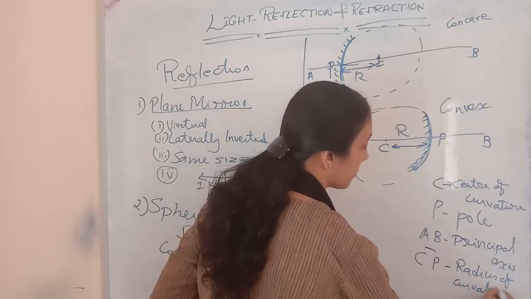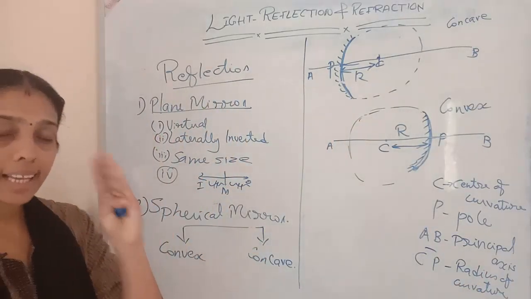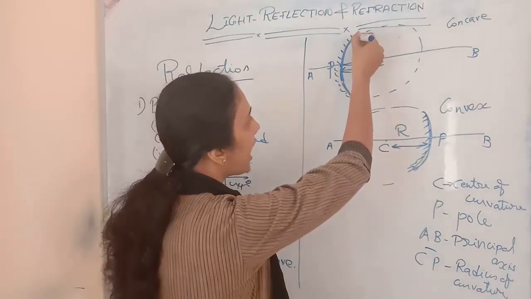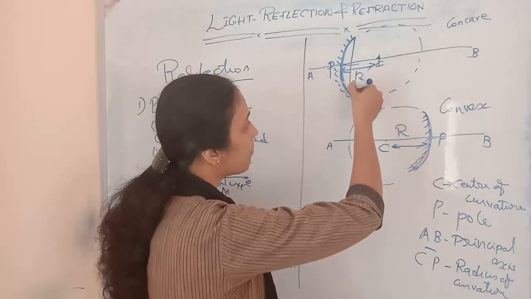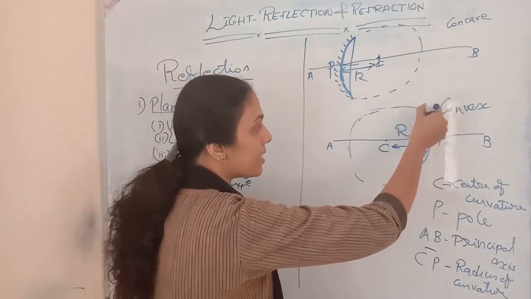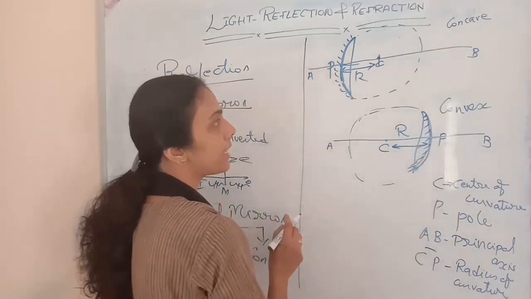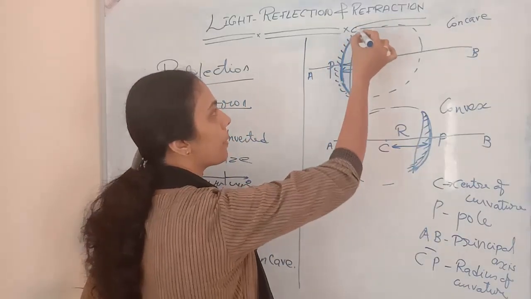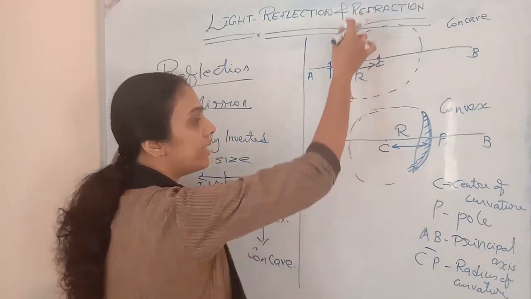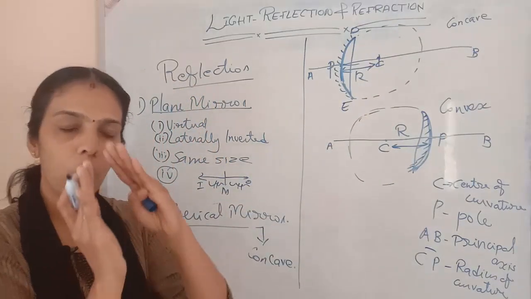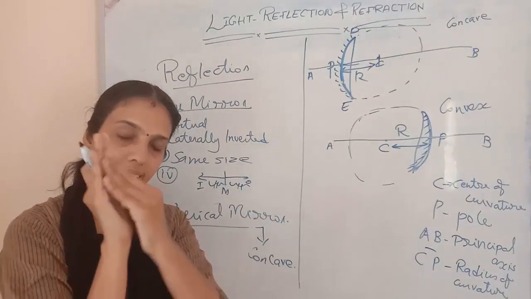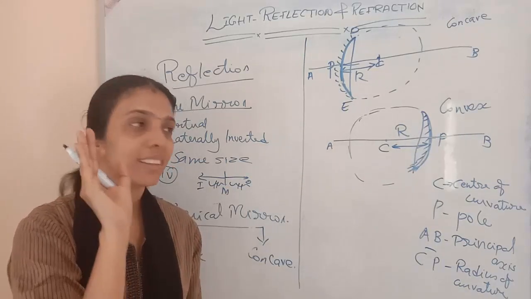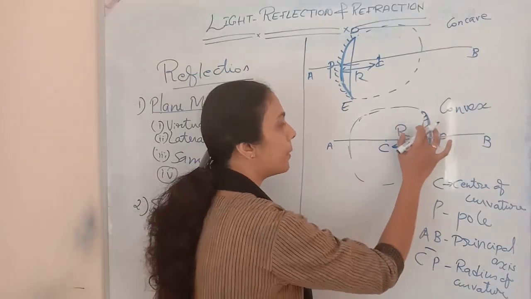Radius of curvature. Okay, next term you should know is aperture. Aperture is the diameter of the spherical reflecting surface. Okay, this diameter of this spherical reflecting surface is called aperture. If I am representing it as DE, this DE is called the aperture of the spherical surface. What is this distance? This is called aperture, where we are getting reflection. That surface is called aperture.